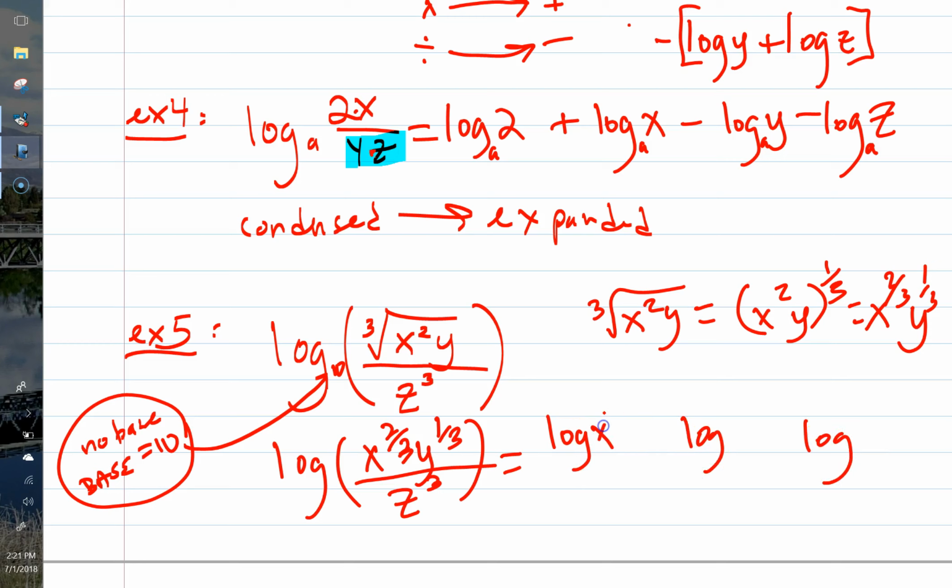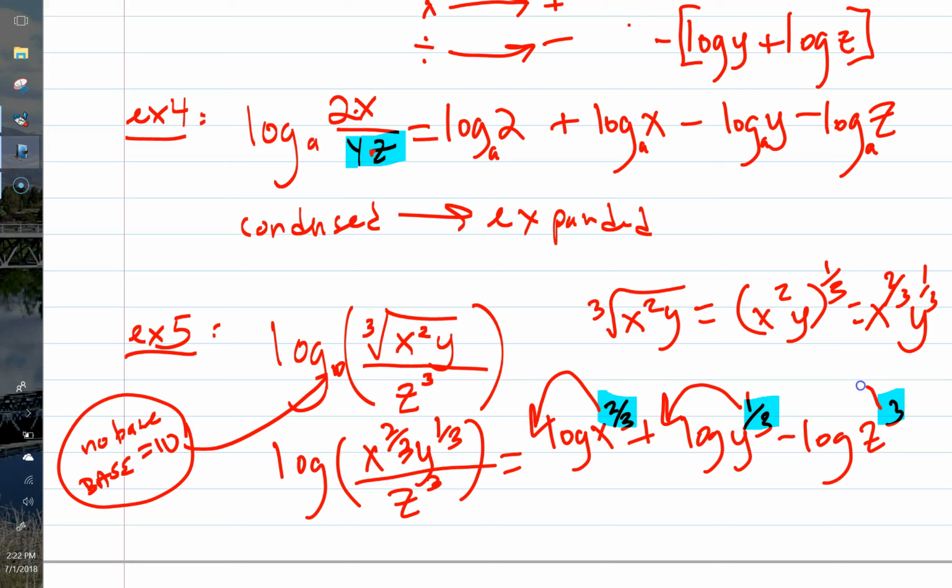First one is x to the 2/3 plus y to the 1/3, they're both on the top, minus z to the 3rd on the bottom. You do have to recognize this time this is not expanded completely. Why not? Well, we said these exponents can be expanded. It's one of the points of logarithms. Exponents can be expanded into multiplication.